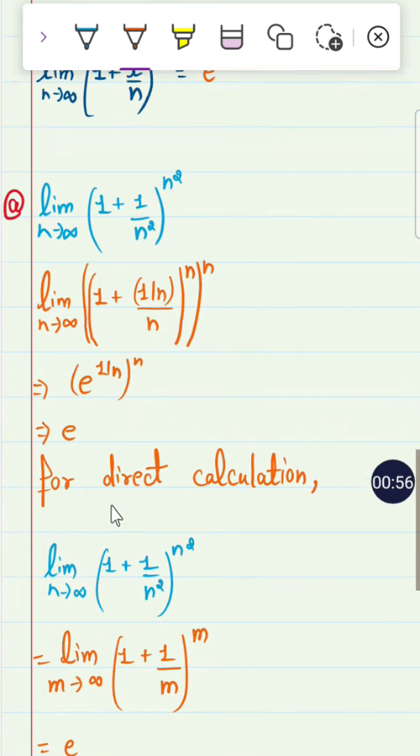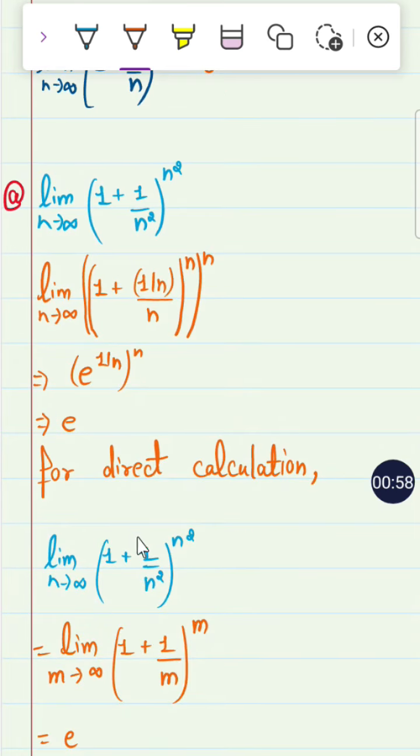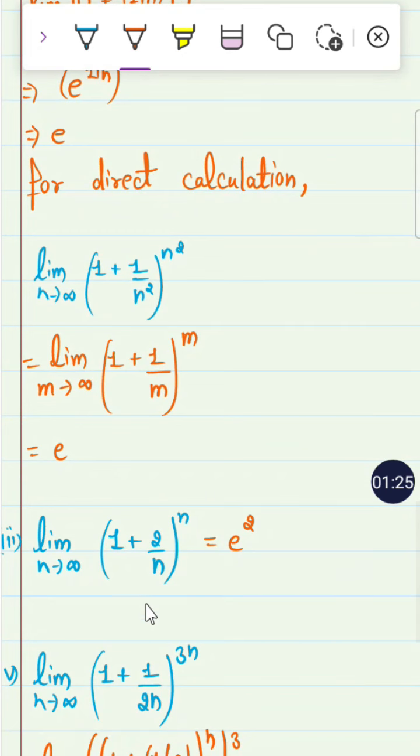So that was direct calculation. How do you find the second way? The second way is limit n tending to infinity of (1 + 1/n²)^(n²). We let n² be m. So m tending to infinity (1 + 1/m)^m. This gives you e, because (1 + 1/n)^n is equal to e. So (1 + 1/m)^m, either n or m, they are all equal, so it is e.